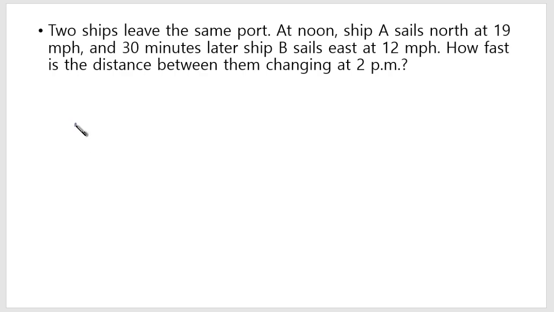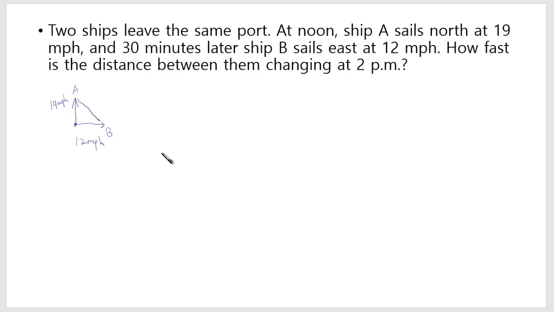So let's say here's the port, and ship A is sailing north at 19 miles per hour, and ship B is sailing east at 12 miles per hour. The question is asking for how fast is this distance between the two ships changing at 2 p.m.